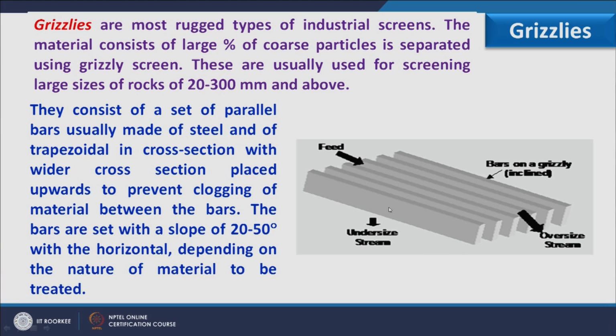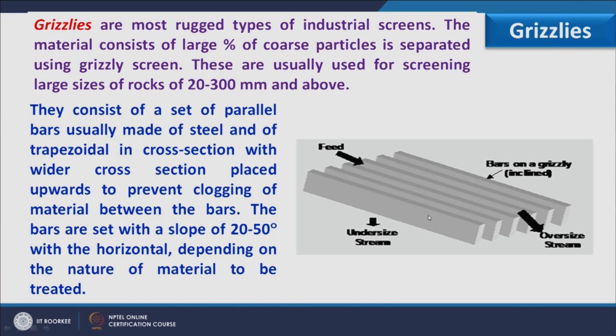They consist of a set of parallel bars, usually made of steel and trapezoidal in cross section, where the wider section is placed at the top and the smaller section between two bars is available at the bottom. The bars are set with a slope of 20 to 50 degrees with the horizontal, depending on the nature of material to be treated. So, if you see this figure, here I have the feed at one end and these bars continuously move backward and forward.